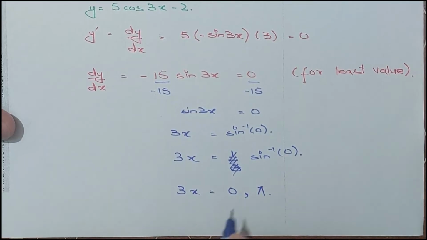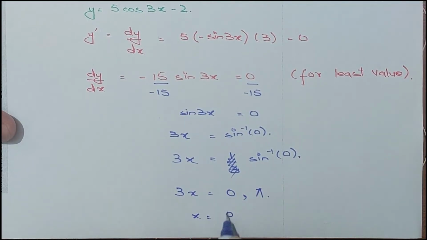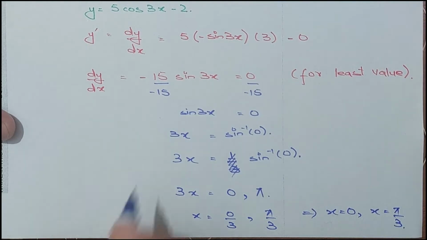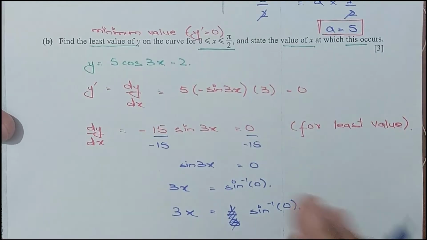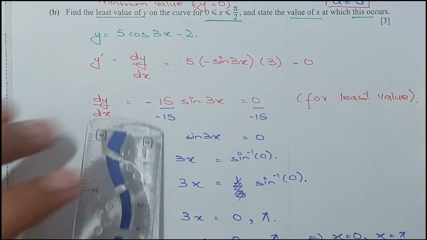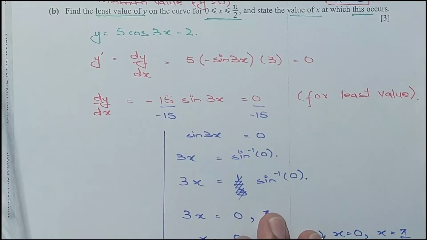Now we will get two solutions. x would be equal to 0 by 3, or x would be equal to pi by 3. So we have two solutions, x equals 0 or x equals pi by 3. These two values lie in the given range between 0 and pi by 2. Right, now we have to work out the y value.